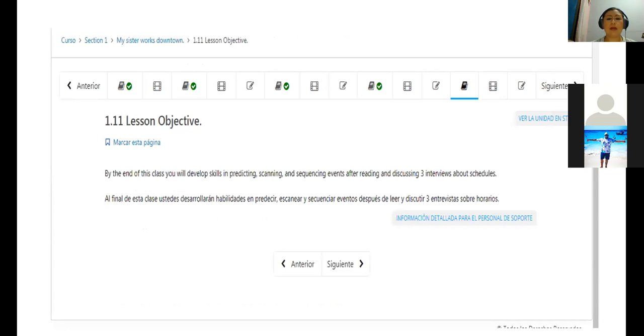Tomorrow, we are going to start talking about lesson objective 1.11 about scanning and sequencing after this reading and discussion. So we are going to talk about schedules. But this is going to be tomorrow, so I'm going to stop sharing, and I want you to see what I have for you today.